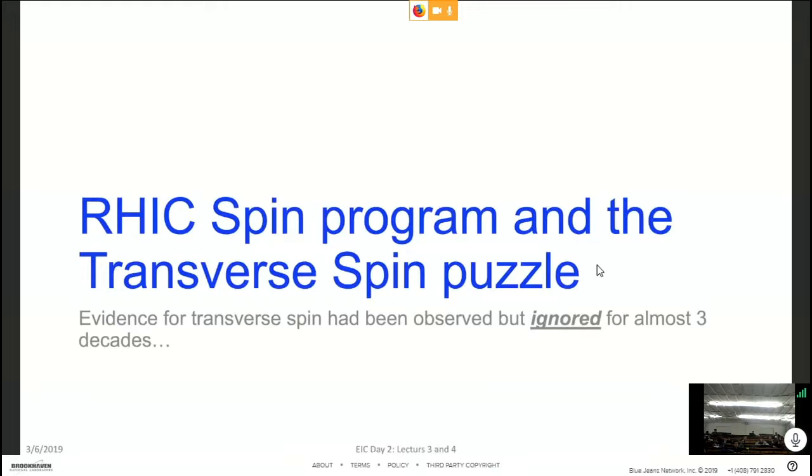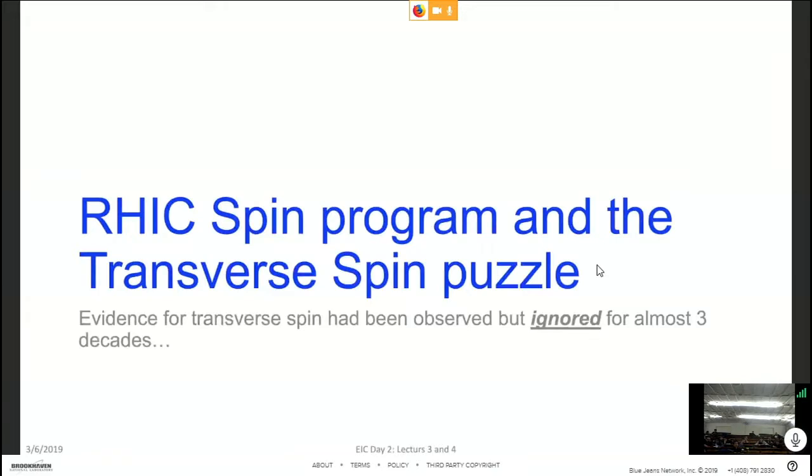But at the same time, I'm going to show you how biases in physics can lead us to wrong decisions for a long time until a corrective process has to happen. So these are lessons that I have learned in my lifetime. And I think you should keep that in mind. So, the transverse spin puzzle.